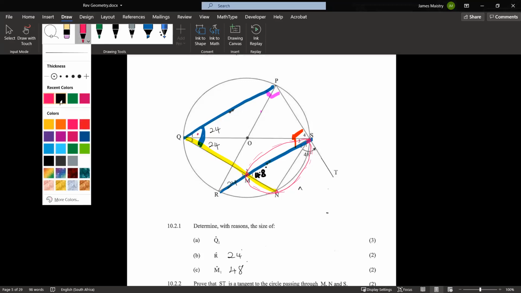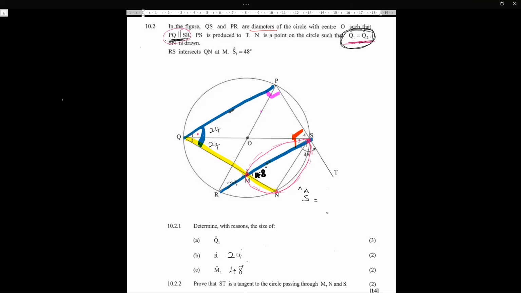So let's see, what do we know? We know that S1 is equal to 48. That's given information. We also know that M1.